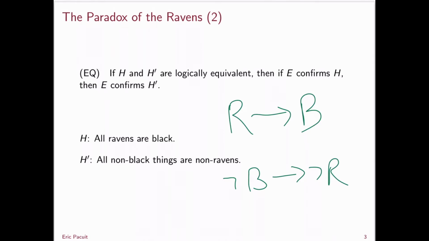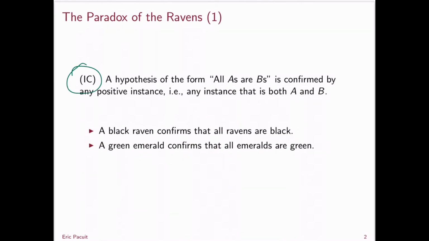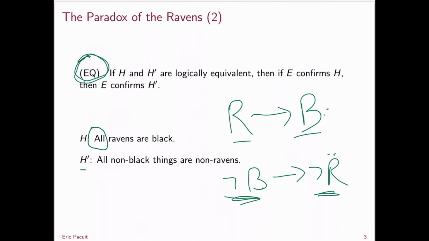In terms of propositional logic or sentential logic, these two formulas are tautologically equivalent. If R implies B is true, that means not B implies not R is also true. If not B implies not R is true, that means R implies B is true. These formulas are tautologically equivalent. Now, these are not exactly what H says. H is a universal claim. It says, for any object you give me, if it's a raven, then it's black. H prime says, for any object you give me, any single object, if it's not black, then it's not a raven. Now, the paradox of the raven says these two principles, IC and EQ, lead to an absurd conclusion.